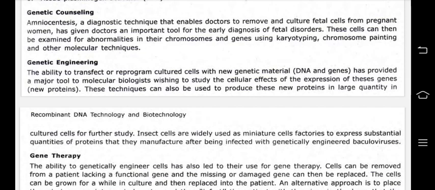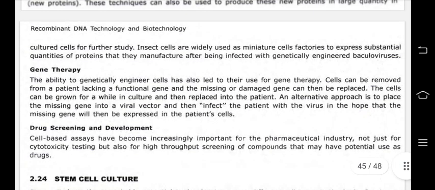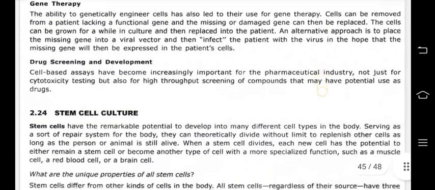These techniques can also be used to produce these new proteins in large quantity in cultured cells for further study. Insect cells are widely used as miniature cell factories to express sustained quantities of proteins that they manufacture after being infected with genetically engineered baculovirus.